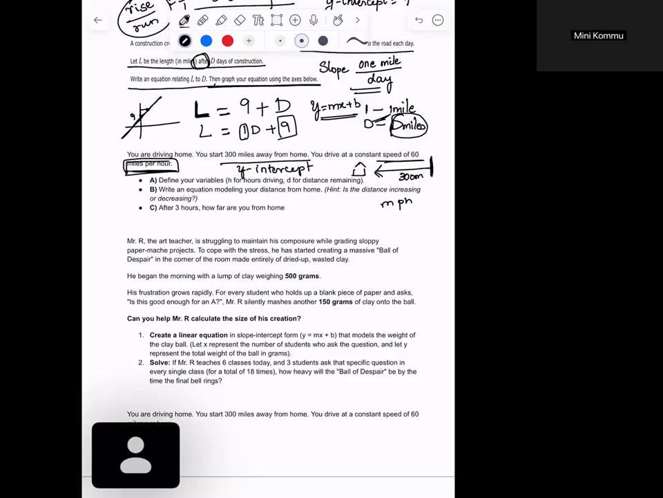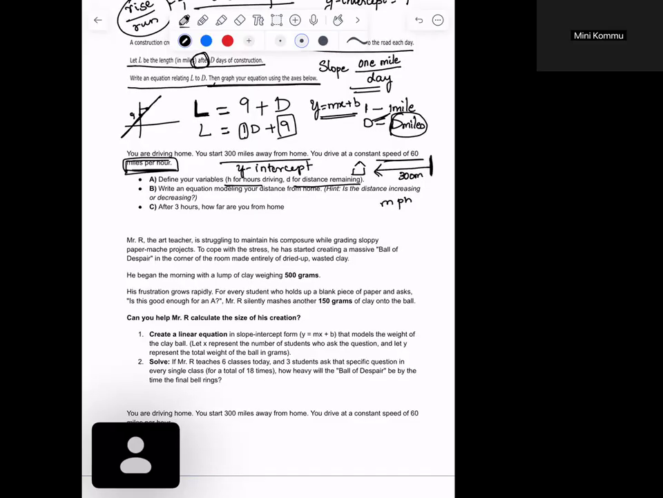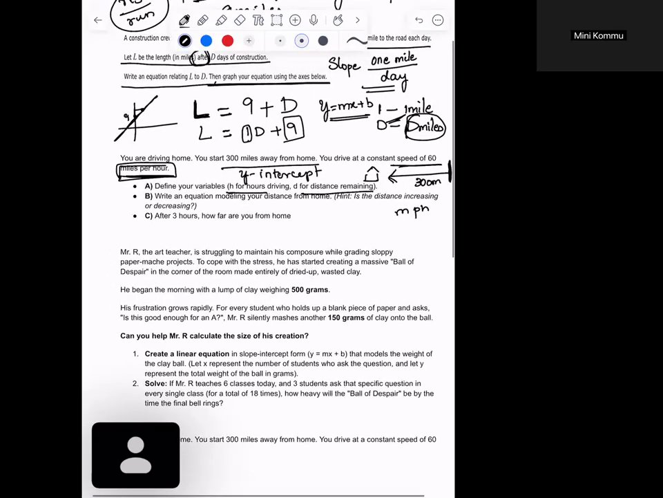Now let us look at the question. Define your variables, h for hours driving and d for distance remaining. All right, we got it. So we are going to use h for hours driving and d is the distance remaining to go back home. Write an equation modeling your distance from home. Hint, is the distance increasing or decreasing?